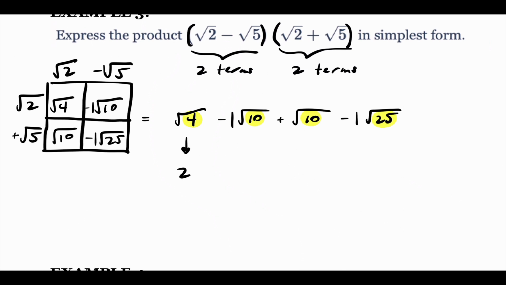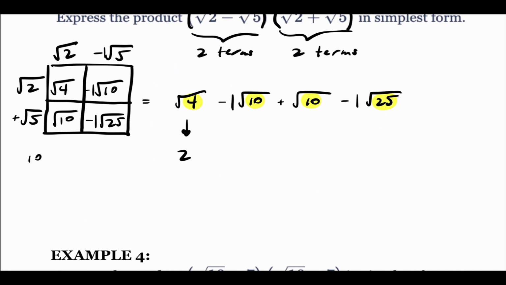Next thing, the square root of 10. It's not on my list, but I'm going to see if 10 has any pairs to simplify. Let's see. Nope, 10 doesn't have any pairs. So it's going to stay the square root of 10. Same thing with this guy.